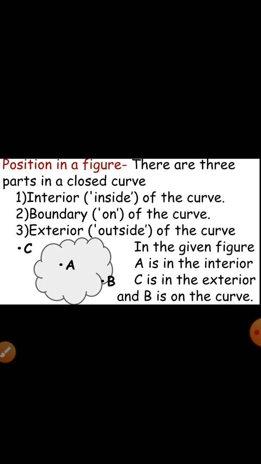Next is position in a figure. There are three parts of a closed curve: interior, inside of the curve; boundary, or on the curve; and exterior, or outside of the curve. The given figure is of a closed curve. In this figure, A is in the interior, C is in the exterior and B is on the curve.